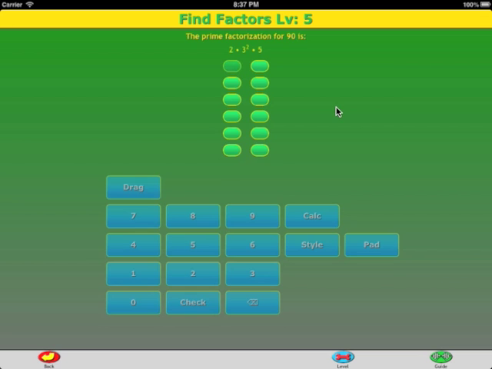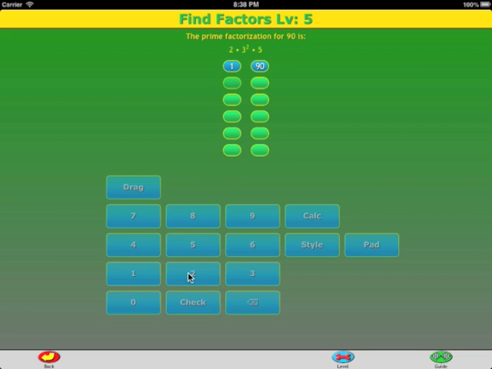Rather than checking, the alternate way is to use the prime factorization to compute the factor pairs. Let's try some problems. Here we have 90. The prime factorization is 2 times 3 to the power of 2 times 5. We enter 1, because 1 is always there. We enter the given number.